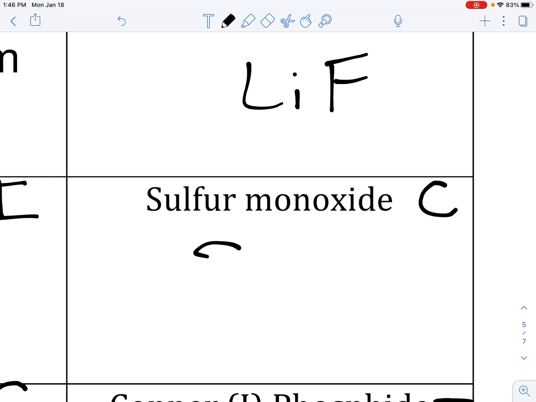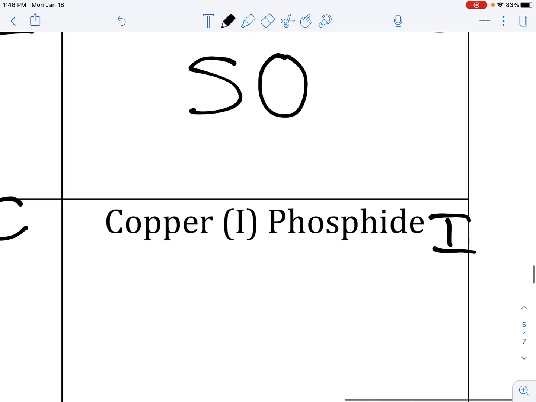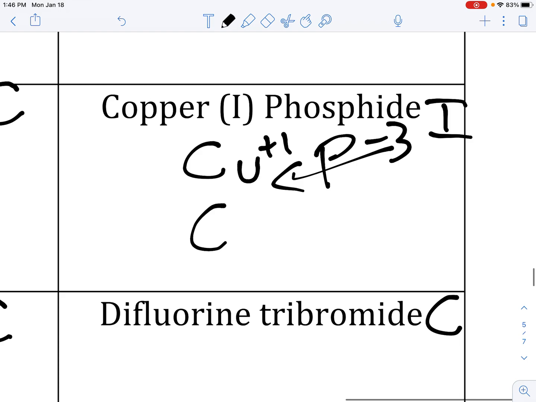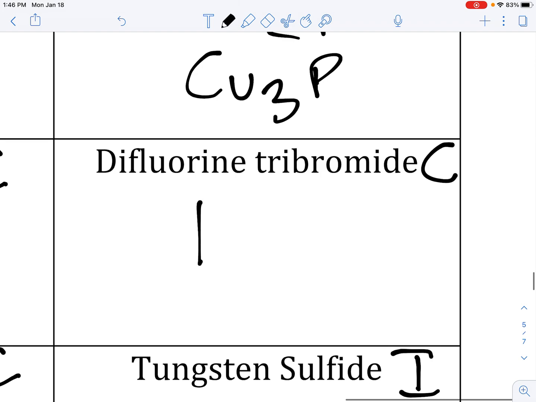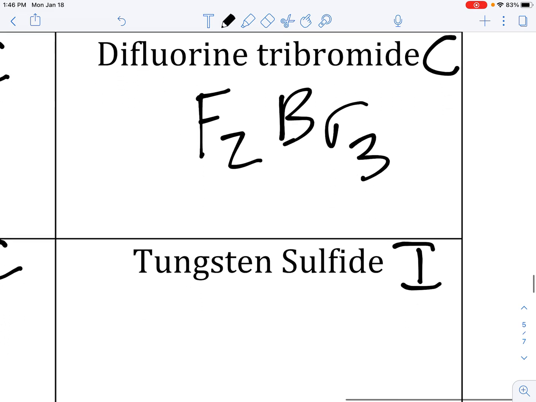Sulfur's a nonmetal. So I use prefixes. No prefix means 1 sulfur. Monoxide means 1 oxygen. Copper here's a +1, so Cu +1. Phosphorus is P -3. Crisscross I get Cu3P1, which is just Cu3P. Difluorine means 2 Fs. Tribromide means Br3. Basically, if you see prefixes, you should know it's covalent as well.